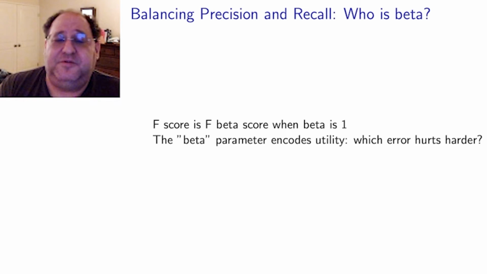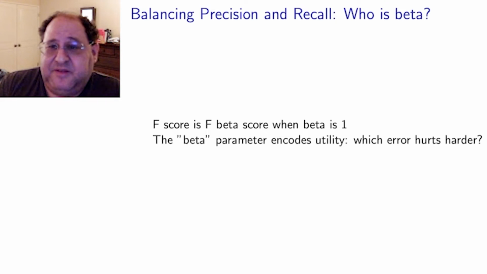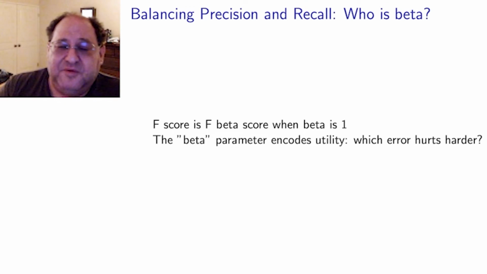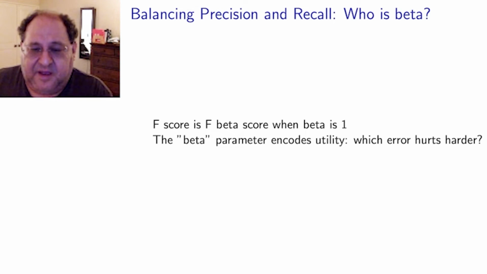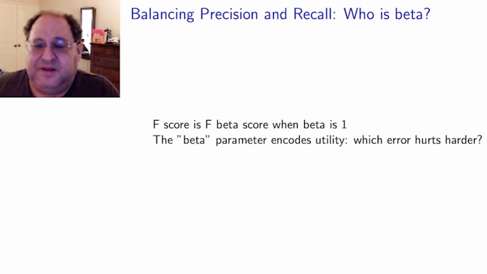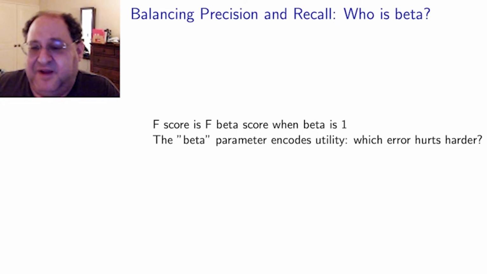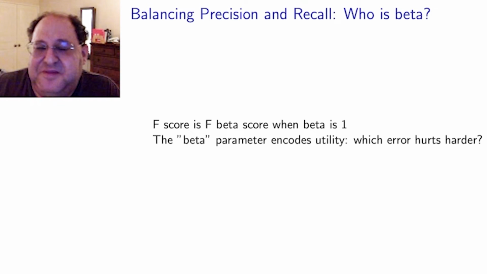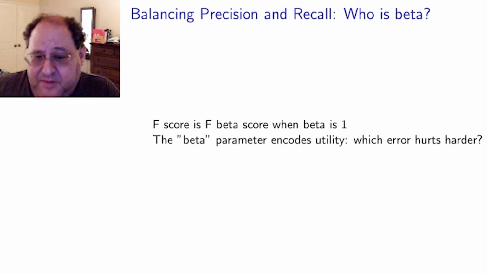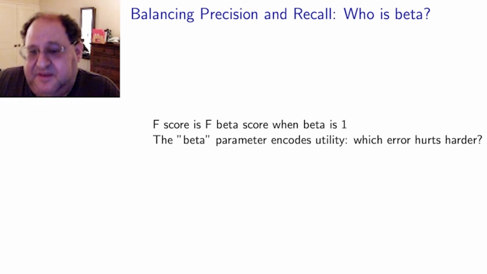And the beta parameter encodes utility, or value, right? Like which error hurts harder. And that's a decision you have to make. It depends on what you're delivering, right? If you want to move fast, you're still a small startup, you barely have any users, you're okay taking a little bit of risk of not catching bugs if you can deliver features much faster. If you're developing a medical device, you probably would prefer to catch all the bugs, and you're okay with an occasional false positive, right?